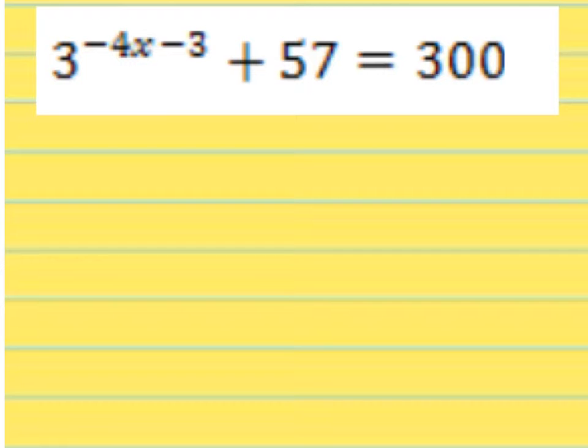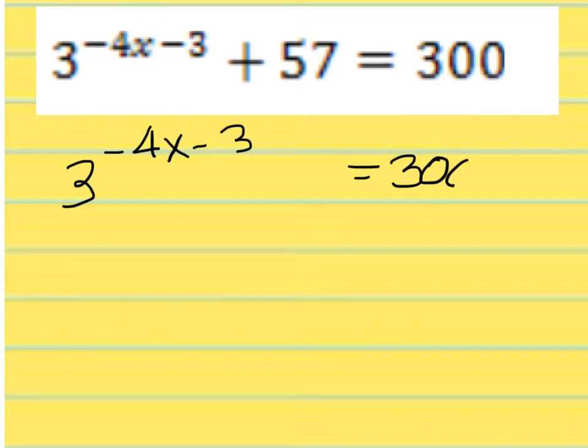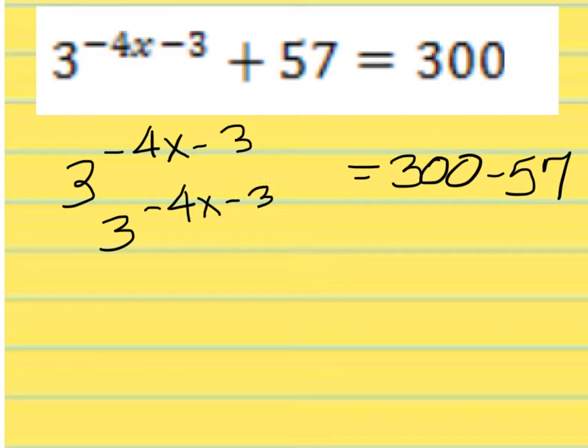Your first move in solving this problem is to keep 3 to the negative 4x minus 3 power where it's at, and then move the 57 to the right-hand side. Now, when you don't have a base of e anywhere in the problem, you can use a common log, or you can use a natural log, whichever. If you use a common log on this one, first you have to simplify the right-hand side. 3 to the negative 4x minus 3 equals 243.